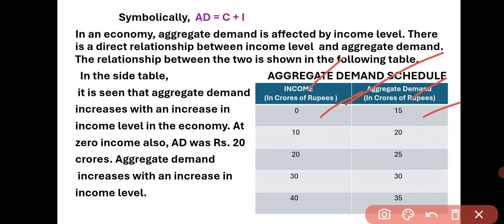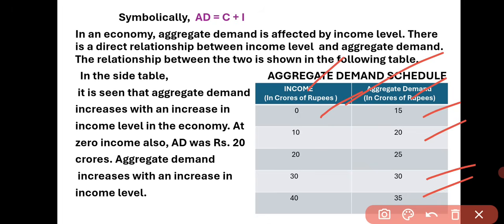And after that, when income goes on increasing from 0 to 10 crores rupees, to 20 crores, to 30 crores, to 40 crores rupees, aggregate demand also goes on increasing from 15 crores rupees to 20 crores, then 25 crores, then 30 crores, then 35 crores rupees, right. This is the way aggregate demand increases with an increase in income. So it is seen that aggregate demand increases with an increase in income level in the economy.